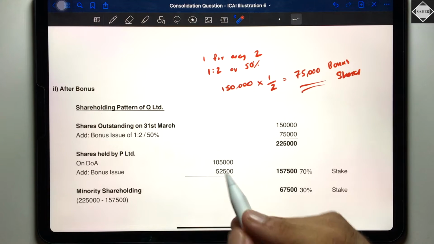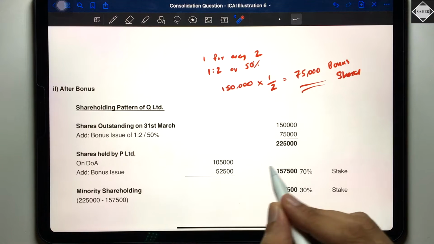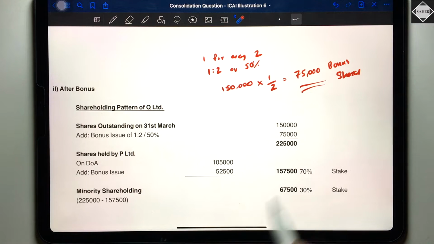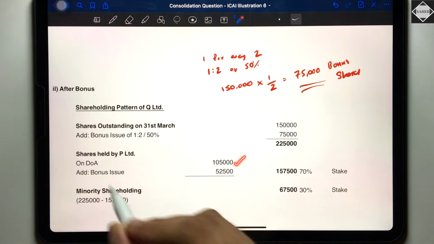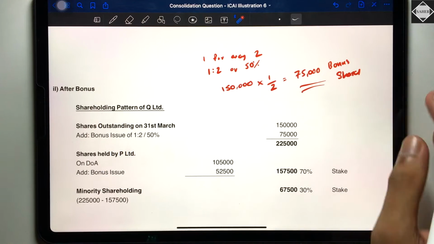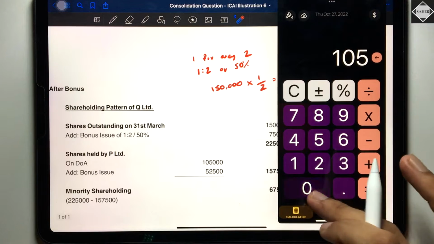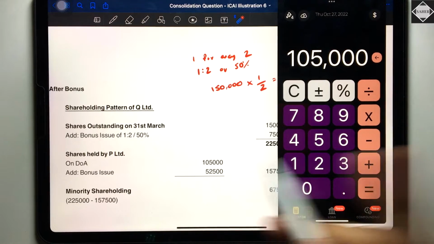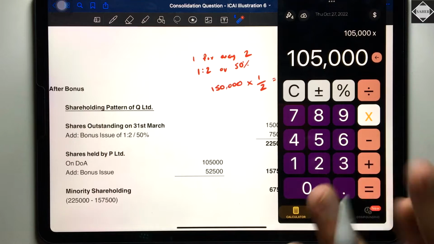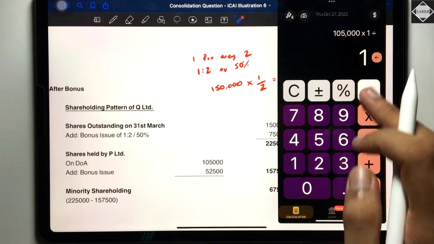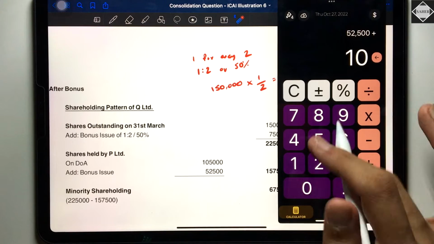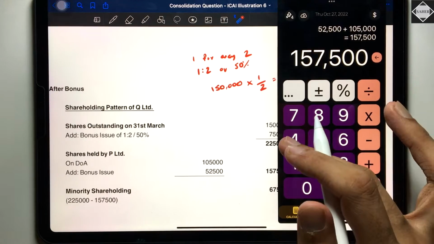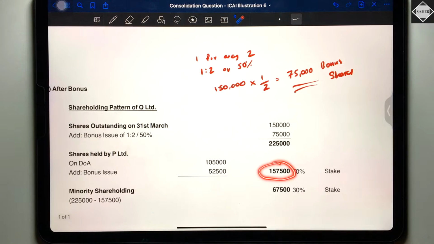The same way you have to do DOA plus bonus, you will get date of consolidation shares held by the holding company of the subsidiary company. Okay, right. So it's really simple. 1,05,000 shares they acquired on date of acquisition. Add the bonus. How will you calculate the bonus? The same way. 1,05,000 shares held of subsidiary into 50% bonus, or 1/2 into 1/2, that's equal to 52,500. Clear? If you add that with 1,05,000, you get what? 1,57,500.